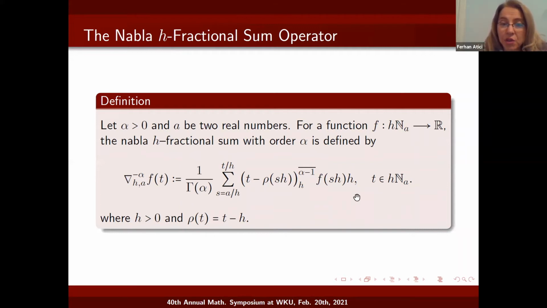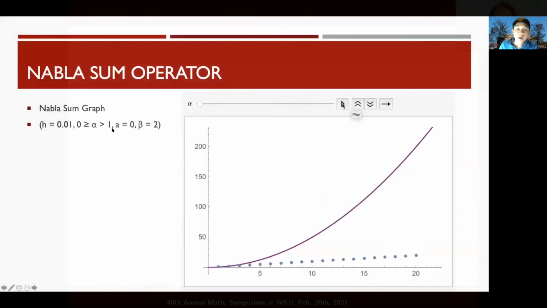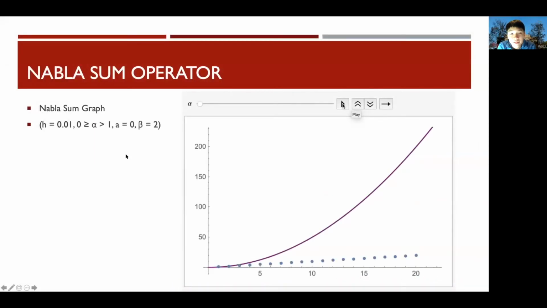So here is the definition of the fractional sum operator. Instead of integral, we say sum in discrete calculus. As you see, this is the kernel of the operator, and the kernel has this rising factorial power. As Dr. Atici said, the nabla sum operator in discrete time corresponds kind of to the integral operator in continuous time. So as a comparison, we have graphed these two together.